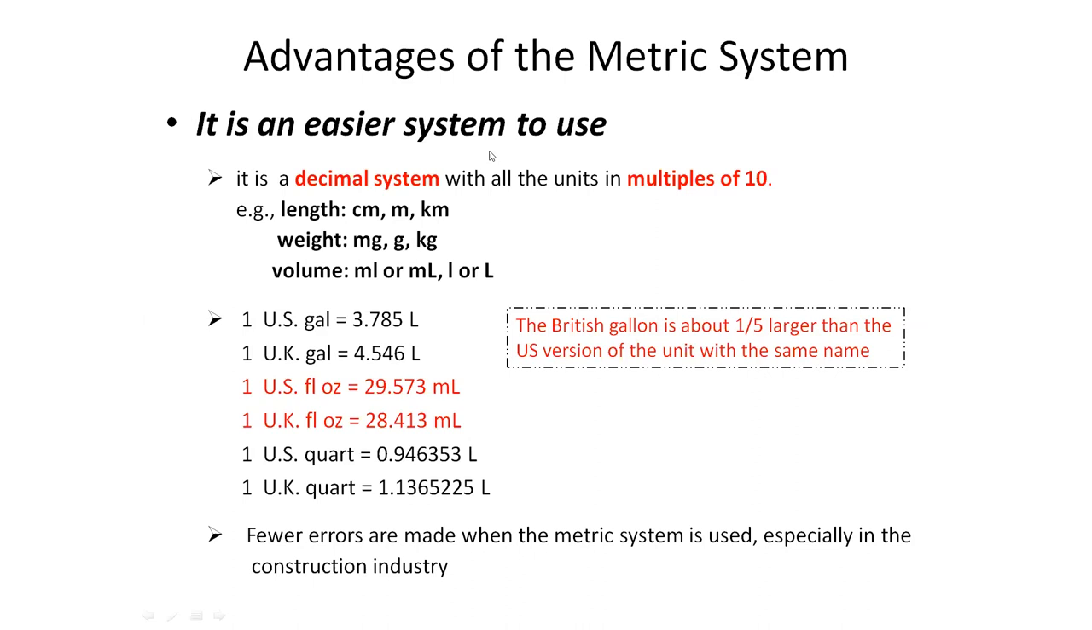Again, confusion can be caused with the imperial units. The US gallon, for instance, is smaller than the UK gallon. And then the US quart is smaller than the UK quart. But the US fluid ounce is larger than the UK fluid ounce. So that's the issue that can arise. With the metric system, everything simplifies.